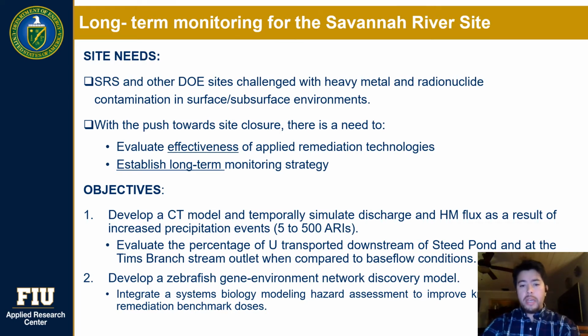So here I am highlighting two objectives which I plan to research. The first one is to develop a contaminant transport model and to temporally simulate discharges of heavy metal flux as a result of increased precipitation events. I am looking at 5 to 500 year average recurrence intervals.